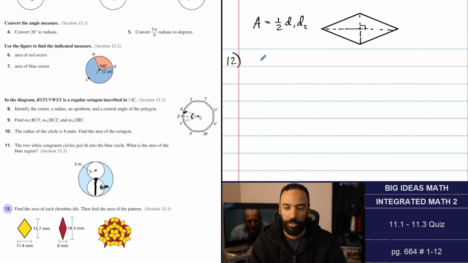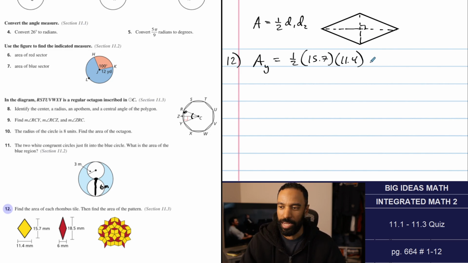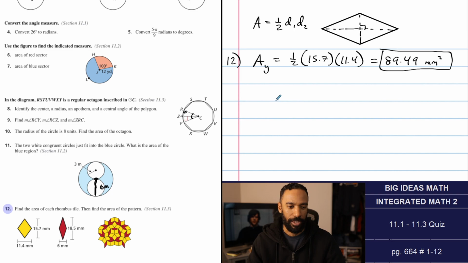So for number 12, the area of the yellow rhombus is going to be half of D1 times D2. We can do like 15.7 times 11.4. Now, this should be some form of exact answer. There's no rounding to be had. Please make sure that you're writing whatever's exact here. So 1/2 of 15.7 times 11.4. I'm getting 89.49. So this is 89.49 exactly. Square millimeters. That's the yellow tile, rhombus tile.